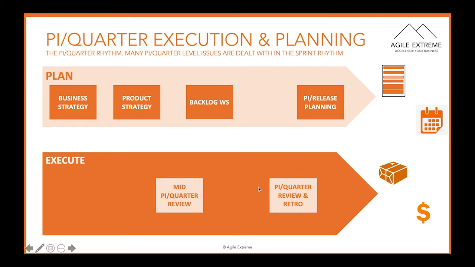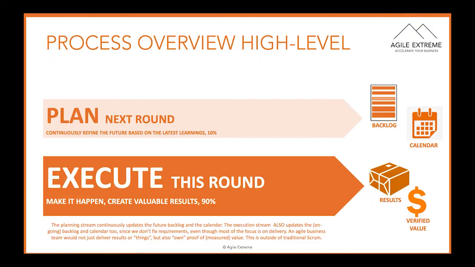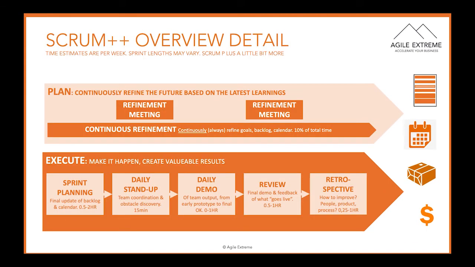You may have some synchronization across the rest of your company that you want to add here. This is just a basic picture. On the sprint level, we have the same thing. We plan the next round simultaneously to executing the current round. We do it the same way. And this is a way of looking at it from a planning or refinement point of view.